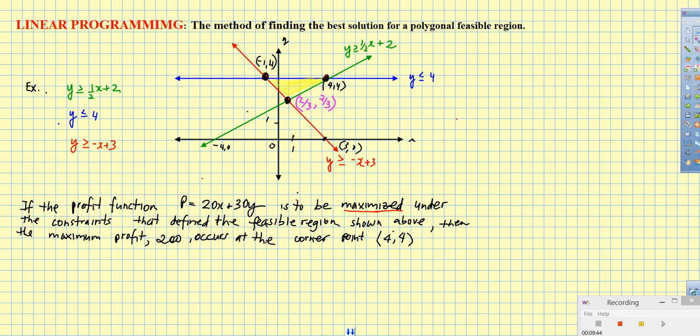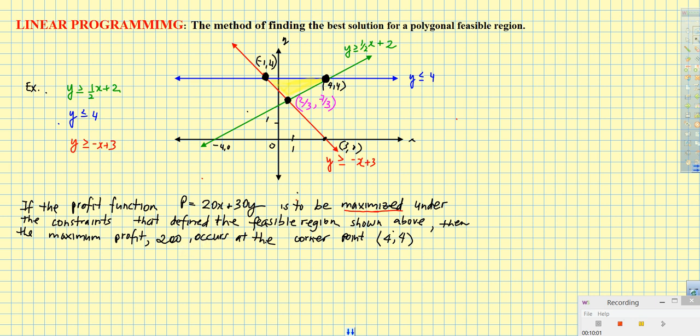All right, so how do I determine this? This isn't exactly a real problem, but I was told here that the maximum profit of this equation, 20x plus 30y, is maximized when we have point 4, 4, and the maximum profit that's made is 200.